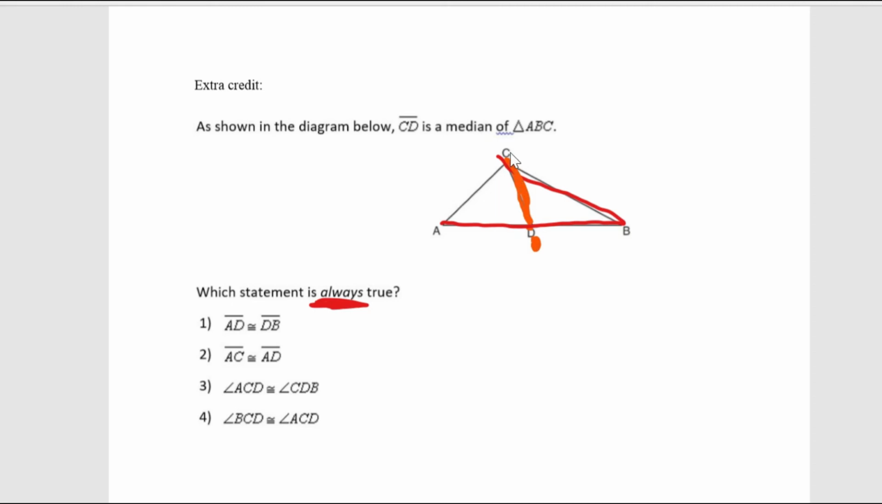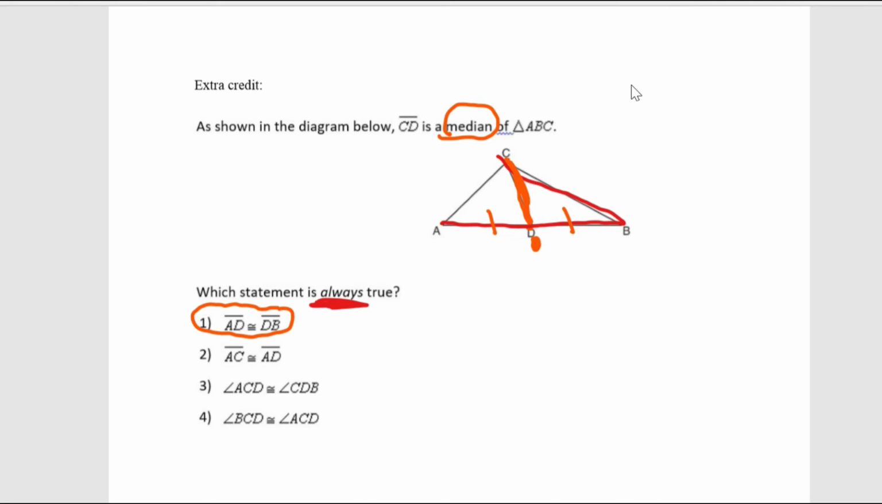So now, since I know, because it starts from the vertex and it goes to that midpoint right there, I know AD and DB is equal, which will always be true because that's the definition of the median. Because you start from the vertex and you go down and break up the line segments into two equal parts. So AD is congruent to DB. Okay. All right, now let's look at the other answer choices.